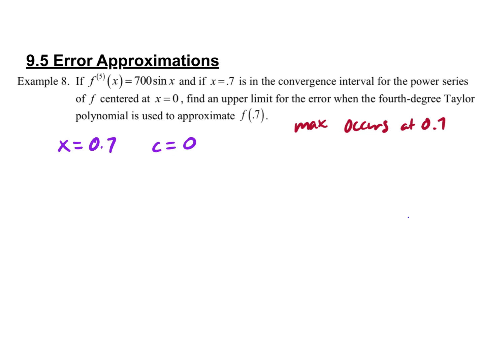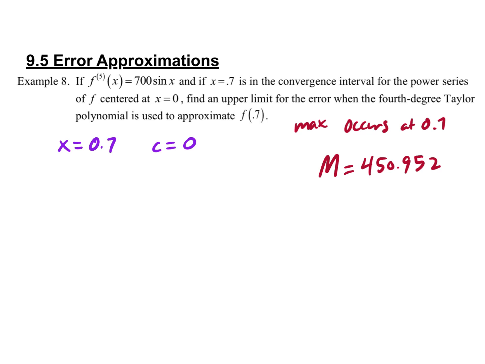All right, anyway. It occurs at 0.7, but what is the fifth derivative at 0.7? Because that's what we really need to figure out. What do I do? How do I find it? Yeah, just plug it in. 700 sine 0.7. What is it? I stopped at 3. Okay, so the maximum value of the fifth derivative that occurs at 0.7 is 450.952.